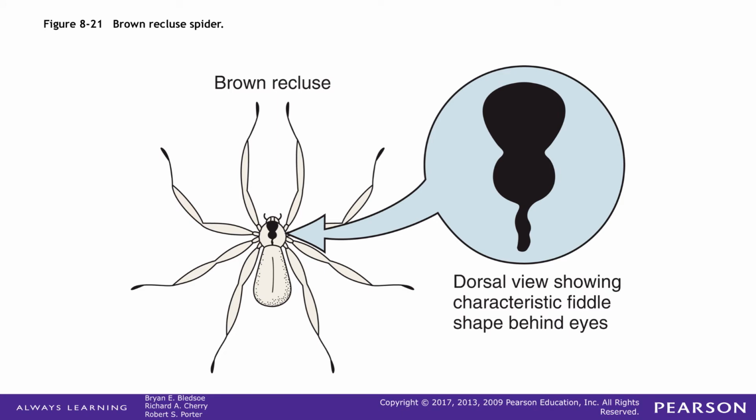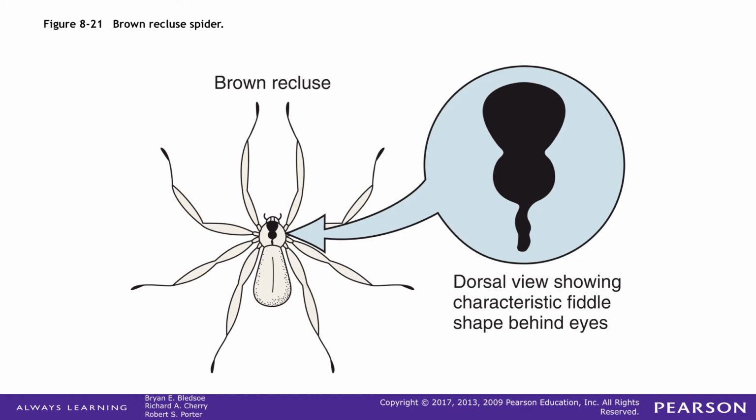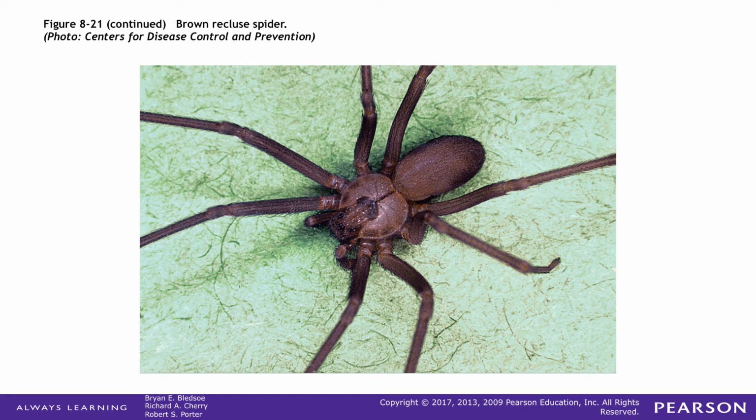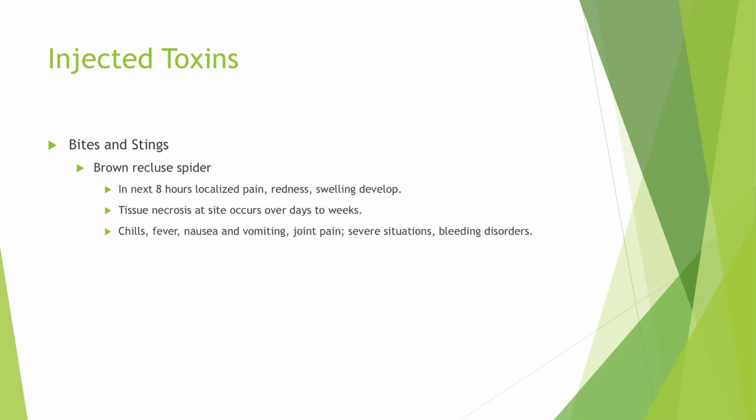And you notice this kind of pattern on it. You can see the pattern here, and you can see it here also in a recluse. They have 6 eyes instead of 8, if you're going to get that close. But it's that marking that you're going to notice it by. It's usually a painless bite. You get a small red spot surrounded by a white ring that forms at the site.